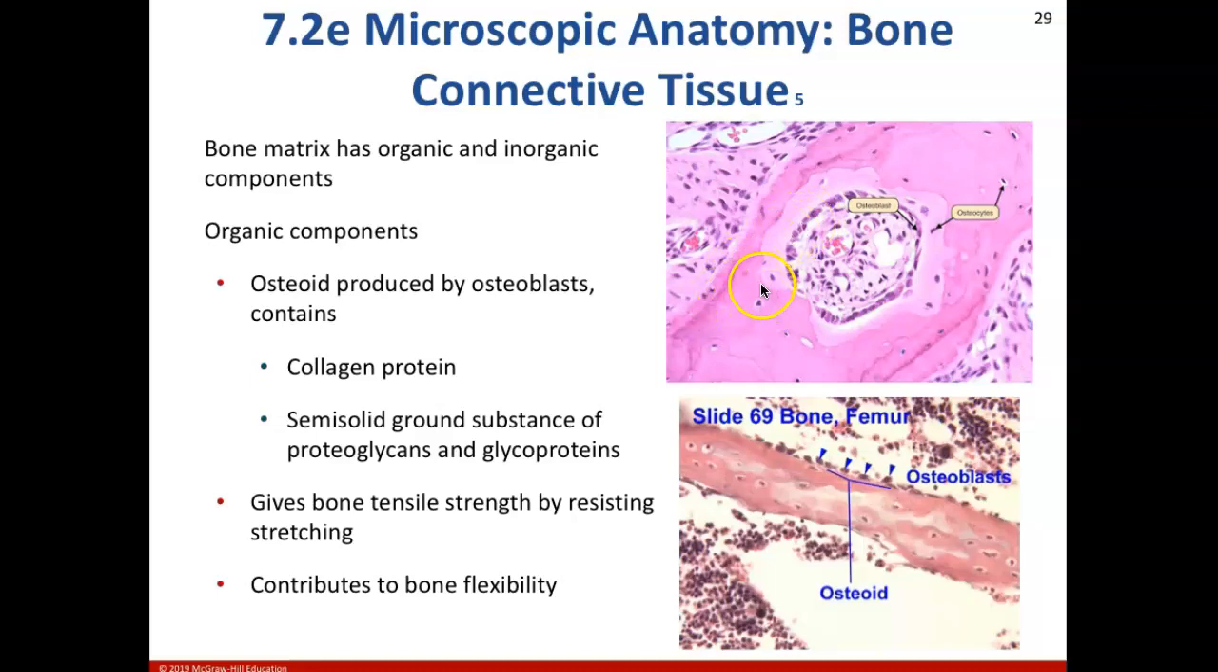We are going to have in this osteoid collagen protein and a semi-solid ground substance that's made of proteoglycans and glycoproteins. This organic component is going to give bone tensile strength by resisting stretching. It also contributes to the bone flexibility. And we can also see this taking place over here where we have our bone and then our osteoblasts are lined on the outside secreting osteoid.